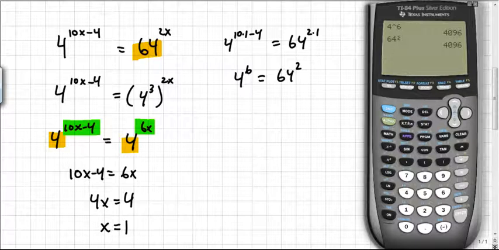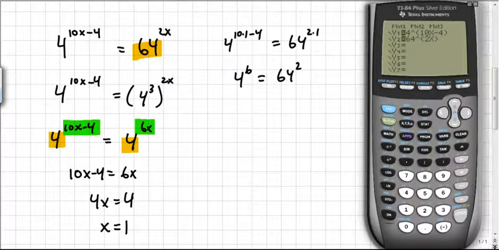A couple alternate ways to do this problem. If you go to the calculator, you can actually solve any equation this way, no matter if it's an exponential or linear, quadratic, whatever type. If you enter the left-hand side into y1, so 4 to the, and it's important to put the exponents in parentheses if they're an expression, 10x minus 4, and in y2, enter the right-hand side of the equation, 64 to the 2x power. One way to go about solving this is to look at the table.